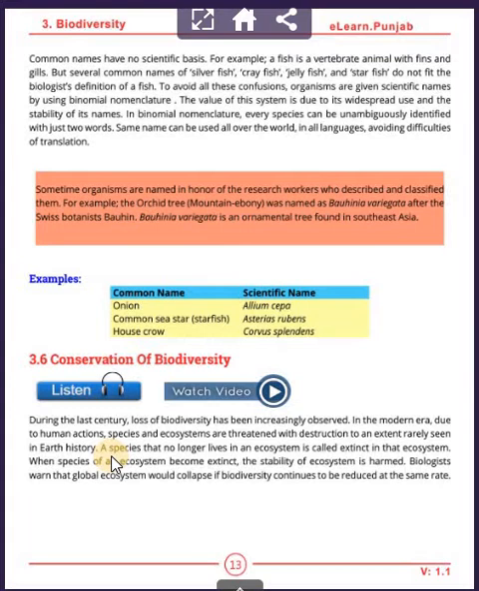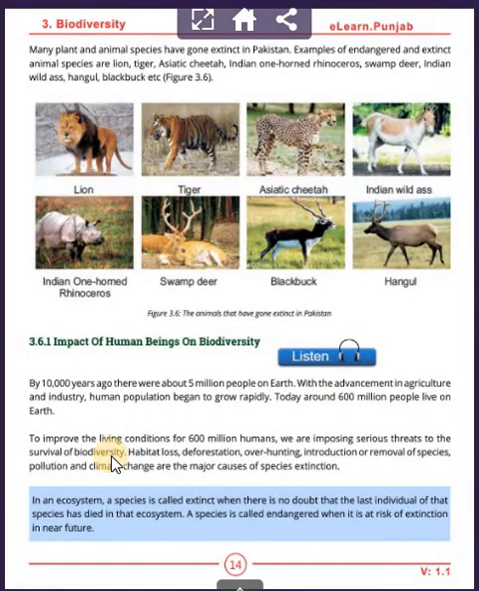The next thing is about the conservation of biodiversity. How can we conserve the biodiversity? As we know, our biodiversity is being harmed by two main reasons. The first one is deforestation, that is the cutting of trees, and the second one is overhunting, that is hunting the animals for different uses, for making clothes, and for food as well. So in this way, the organisms are becoming endangered or extinct, like the lion, tiger, Asiatic cheetah. Some of them are extinct now, while most of them are endangered.